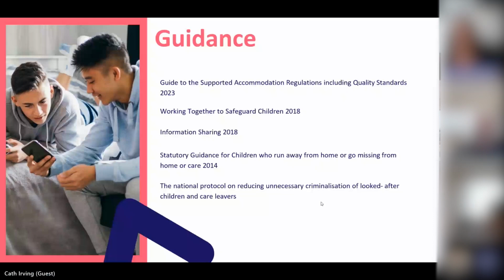We have statutory guidance on children who run away or go missing from home or care, and this sets out the steps that local authorities and their partners need to take in order to prevent children from going missing and in order to protect them when they do go missing. And we're going to cover this more later when we look at that missing child policy. And the final one here, the National Protocol on Reducing Unnecessary Criminalisation of Looked After Children and Care Leavers, provides a good framework for best practice to prevent the criminalisation of looked after children and care leavers where possible and appropriate.